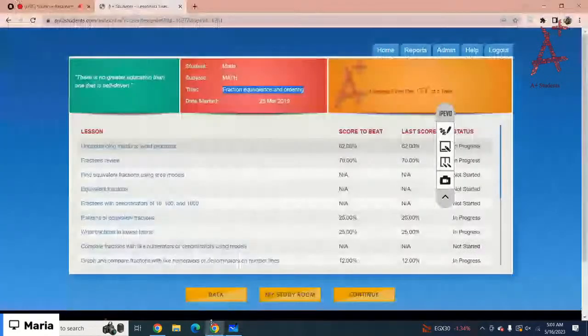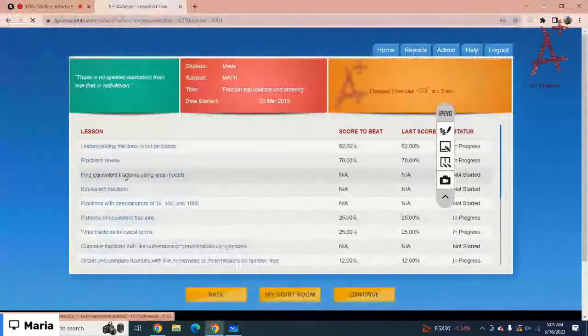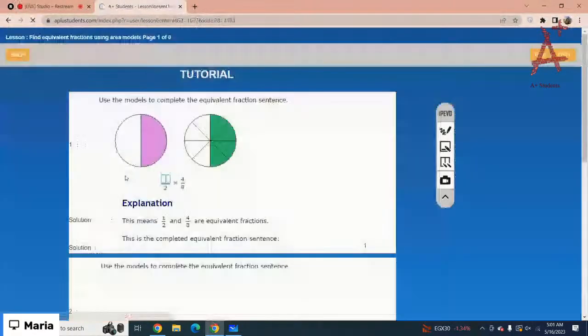Okay, here I'm on grade 4 maths. Let's just start with the lesson find equivalent fractions using area models. Use the models to complete the equivalent fraction sentence. So you have the two shapes. You have to complete the equivalent fraction by using these two things.